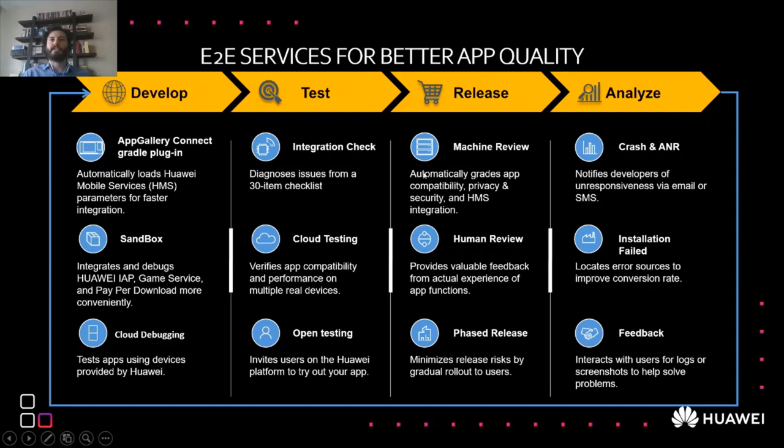And we have the machine review and human review. These are the reviews during your release, I mean. And you can also have the phased release, as I said before. For the analysis part, we provide the crash service. So you can integrate this and see the crash report of your application. It depends on the device, the region, and the type of the crash. And all these services we provide for the lifecycle of an application.